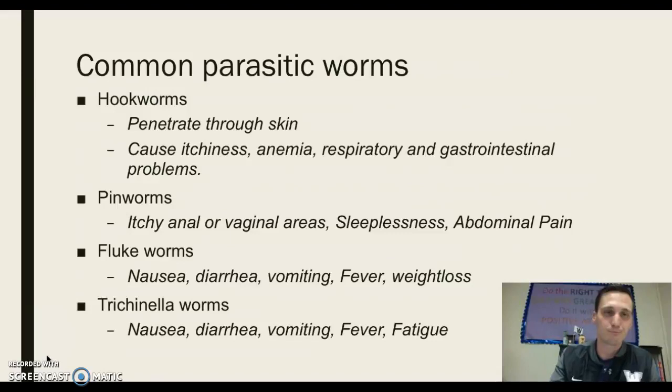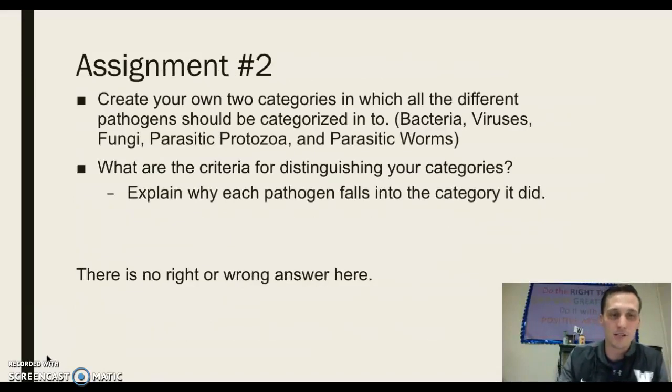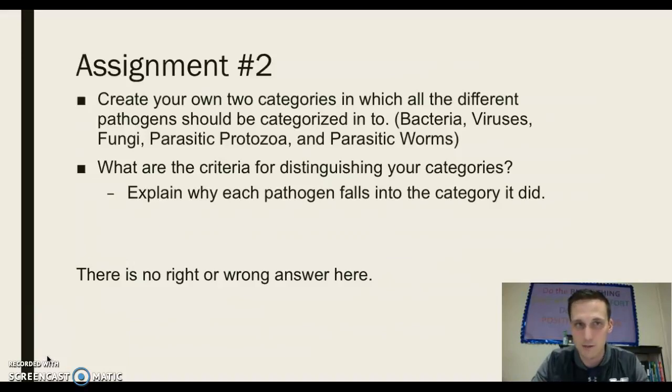All right, so here's your assignment. Very quickly, I'll try to explain it. You're going to take all the different categories of pathogens we just discussed, and you're going to place them into just 2 categories. Which means you have to look at all the different traits of bacteria, viruses, fungi, parasitic protozoa, and parasitic worms. So what are all the traits, and how can you classify them into just 2 categories?